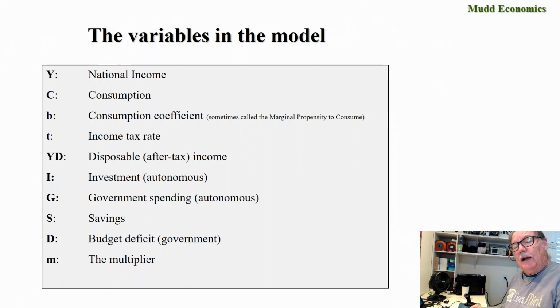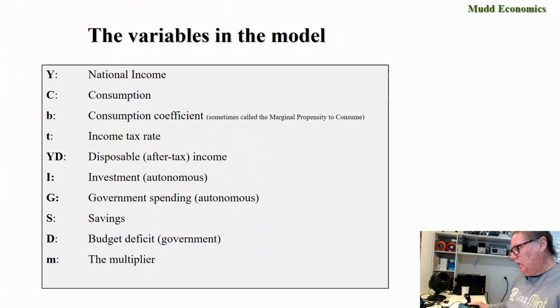The consumption coefficient, and we'll see how it works when we see the equations in the next slide. T is the income tax rate, like 20% as a percentage of GDP. Disposable income is income for consumers after taxes. I is for investment, which, as we said, is autonomous in the model, so is given from the outside. Government spending is also autonomous as a policy variable, given from the outside. Savings is a residual in this, as we'll see when we look at the equation. And the budget deficit is, as defined, the spread between what the government takes in revenue and what it spends. And M will stand for the concept of the multiplier, which we'll look at here in just a minute.